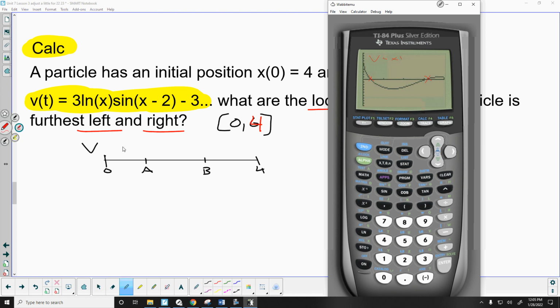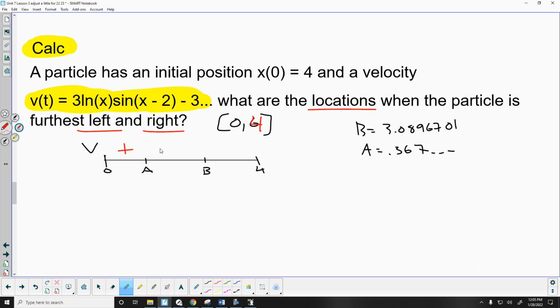Well, I have a problem here. My velocity is positive, negative, and positive. By looking at this, do I know when I'm furthest right or furthest left? I mean, I go to the right. Here's my dude. It starts at a position 4. I go to the right. How much? I don't know. Not now. I go to the left. How much? I don't know. And then I go to the right. Like, I have no idea.